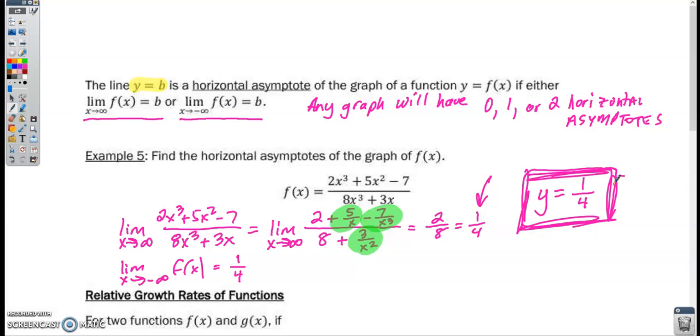So that's kind of the process we go through. We examine the limit as x goes to infinity and as x goes to negative infinity. I can do both of those on my calculator if I want. I can try and do both of them algebraically if I want, whatever the case may be. All right.